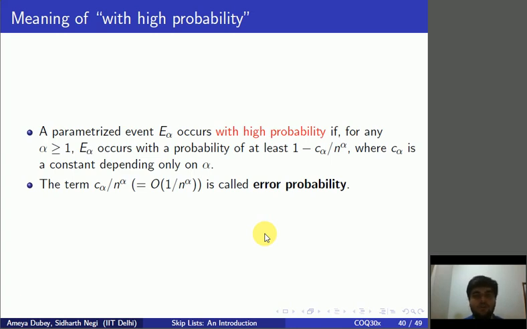Let's distill this down to what it actually is. What you hope for is this particular thing, 1 minus C alpha upon n to the alpha. This is the term we are actually looking for. It guarantees that the event E alpha will occur with a very high probability, very close to 1, and this term right here is called the error probability. It is 1 upon polynomial in n, and alpha is something that we can decide. E alpha is a parameterized event, so if we choose alpha, we can place a suitable bound on E alpha.